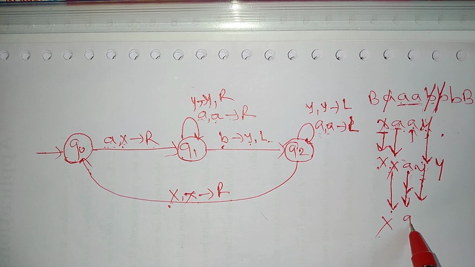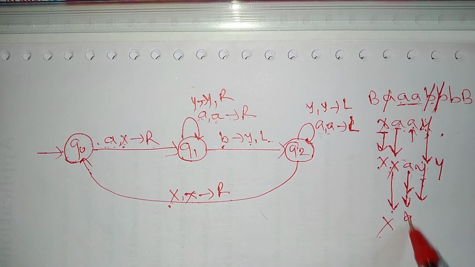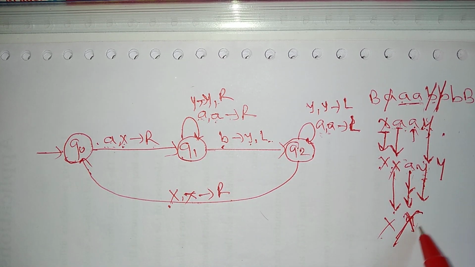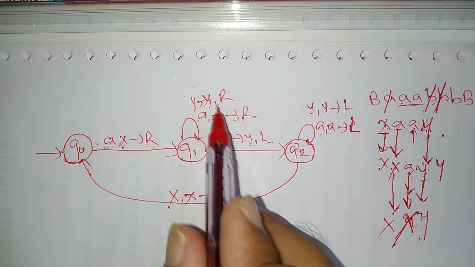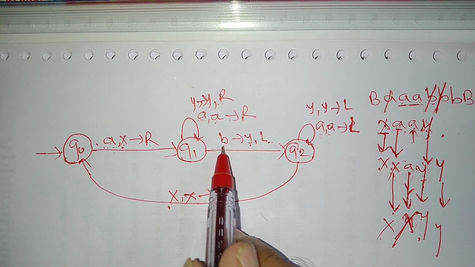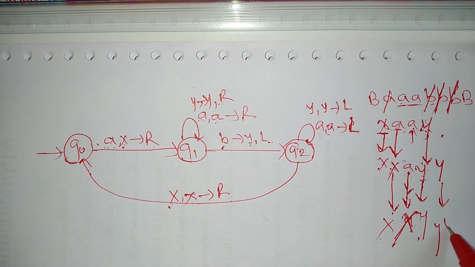What have I found? a. Now a is replaced with x, then it will go ahead. What have I found? y replaced with y, y replaced with y. What am I waiting for? I am waiting for first b. Whenever first b occurs, it will replace with y.